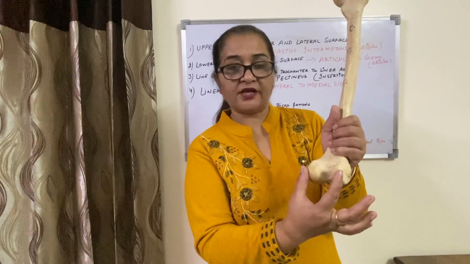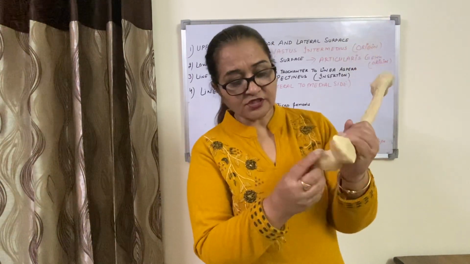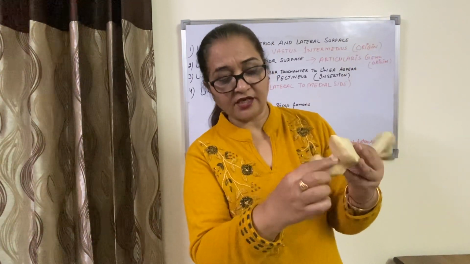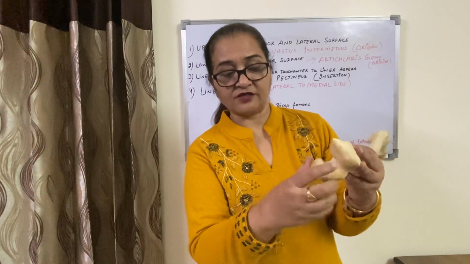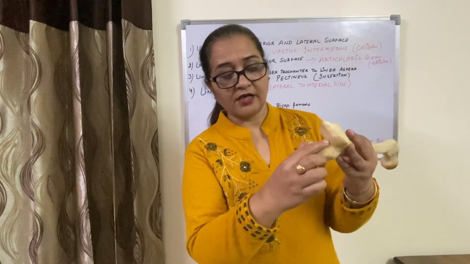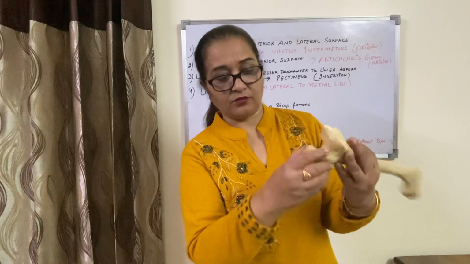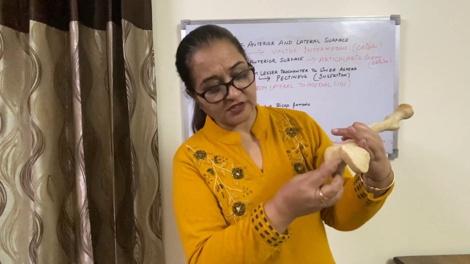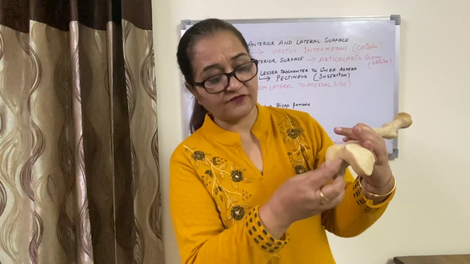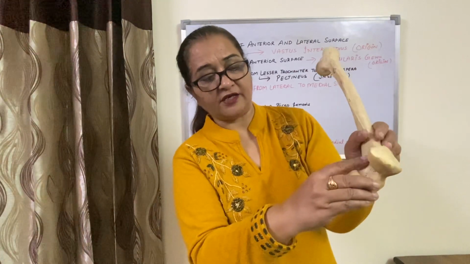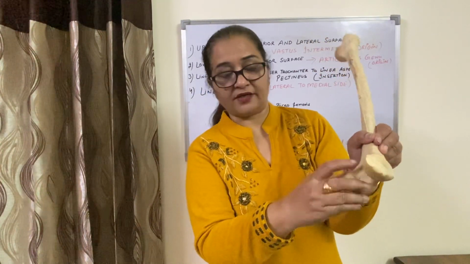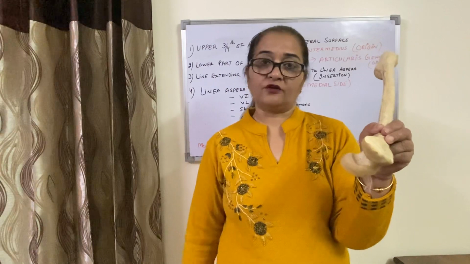So this is known as the intercondylar notch. Now this intercondylar notch anteriorly is bounded by the patellar surface. So this is the patellar surface, and part of it is just bounded here. This is the posterior limit of the patellar surface, and posteriorly this is the intertrochanteric line which separates it. So this is known as the intercondylar fossa.